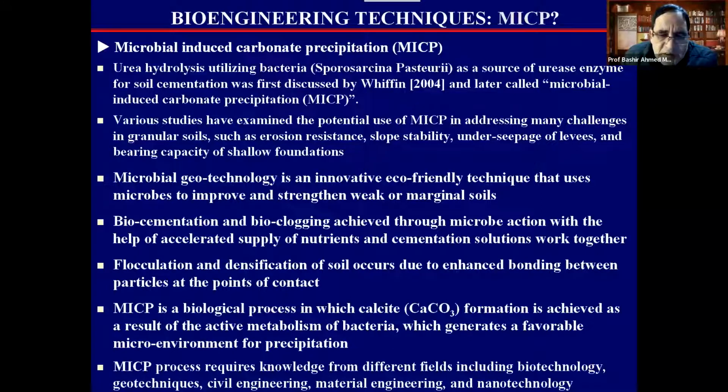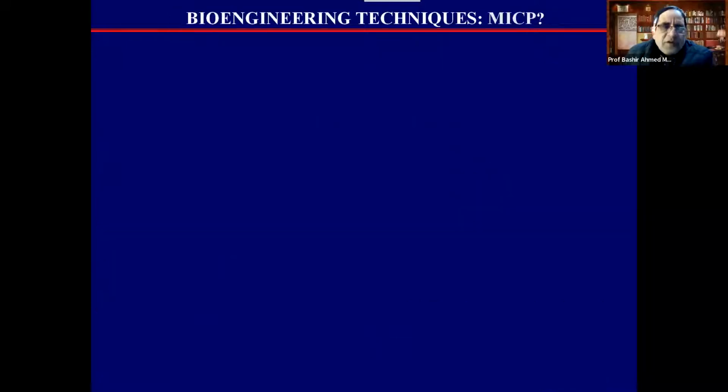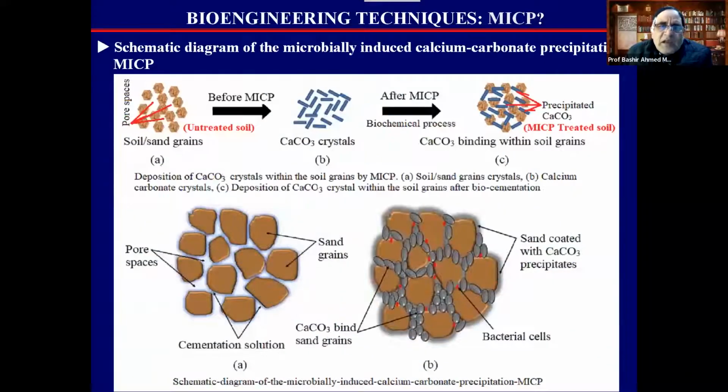So actually, this technique requires knowledge from different fields, including biotechnology, geotechnics, civil engineering, material engineering, nanotechnology and environmental engineering. This is the schematic diagram of how it works. We have untreated, loose soil. Then, before MICP and after, when the CaCO3 crystals are produced and the biochemical action takes place, these loose particles are bound together within the soil mass, as illustrated in Figure 1, and hence these particles are now in contact, compressibility is reduced and strength is increased.